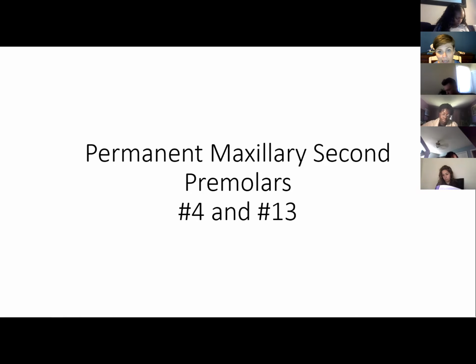Moving on to the permanent maxillary second premolars. In the universal numbers, this is number 4 and number 13. For the permanent maxillary first molars, it was 5 and 12. So 4 and 13 are your maxillary second premolars.